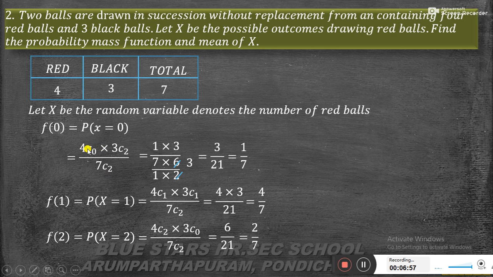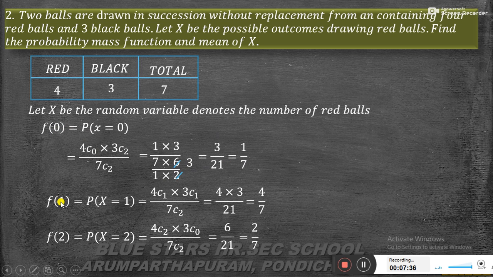In the next step, 4c0 means 1, into 3c2, which means 3 into 2 by 2 into 1, divided by 7c2, which means 7 into 6 by 2 into 1. So it is 3 by 7 into 6 by 2, and the 2 and 6 cancel. 7 3s are 21, so 3 by 21, therefore 1 by 7. This is the answer for f of 0. F of 0 means no red ball.